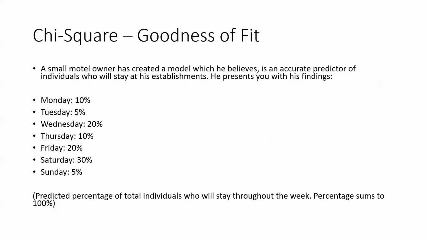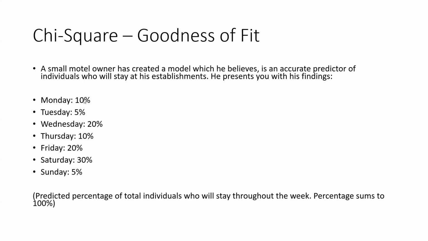In any event, here is what the motel owner gives you. He believes, as far as traffic is concerned to his motel, that this is broken down by days of the week. On Mondays he should expect to see 10% of the total weekly traffic, Tuesdays 5% of the total weekly traffic, Wednesdays 20% of the weekly traffic, Thursdays 10%, and so on and so forth. And as you can probably see, these values actually sum to 100%, because remember, this is a weekly model.